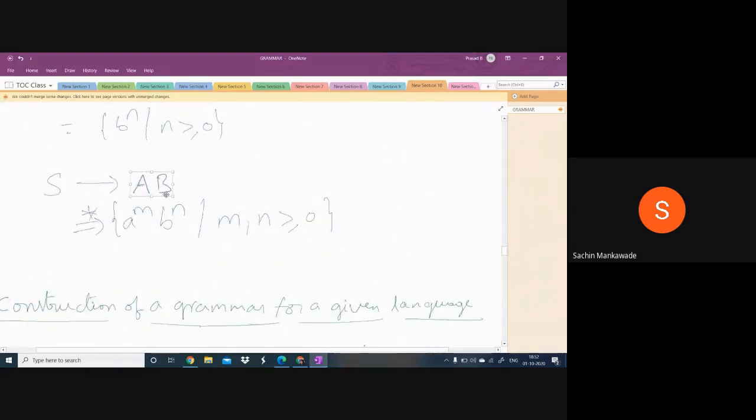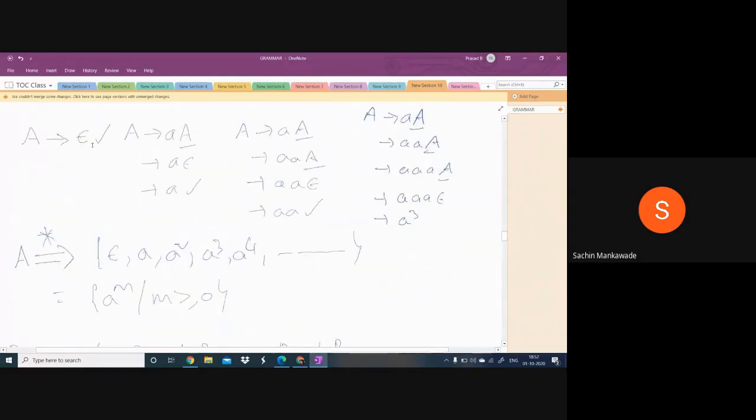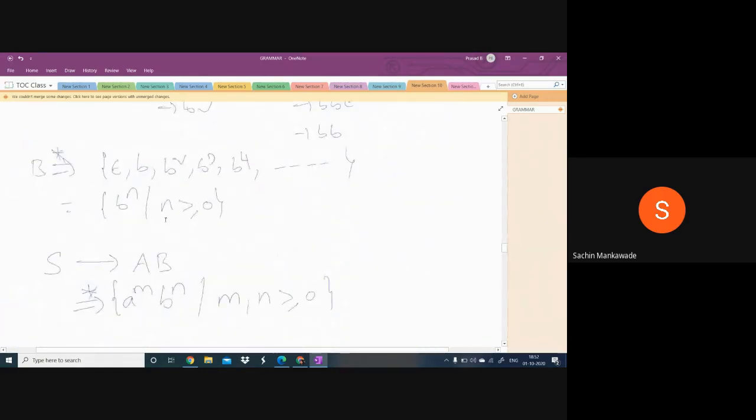In A's place, you can substitute epsilon or A, then A square, A cube. So through A, the strings you can get are A power m. And through B, the strings you can get are B power n. So A power m, B power n, where m, n greater than or equal to 0. Here A's and B's may or may not be equal. A's can be more or B's can be more or they can be equal.